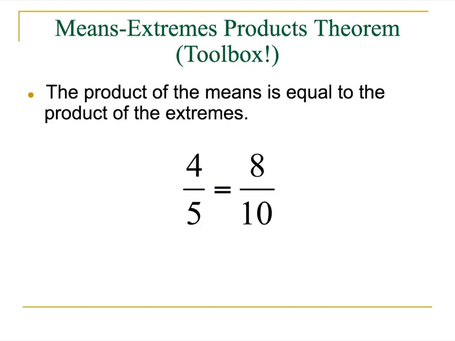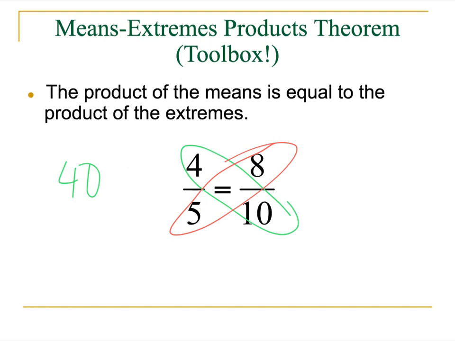And getting a little more mathy with you, the product of the means is equal to the product of the extremes. So we're just using proper math lingo. The product of our means and extremes, those are my extremes. These are my means. Well, 4 times 10 is 40, and 5 times 8 is 40. They do equal each other.